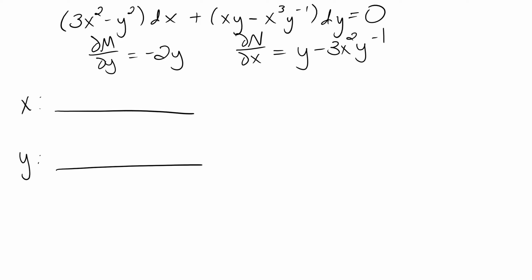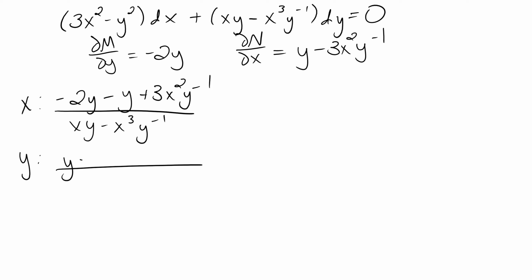So remember, for x, I take the partial of m minus the partial of n all over n. And for y, I take the partial of n minus the partial of m all over m.